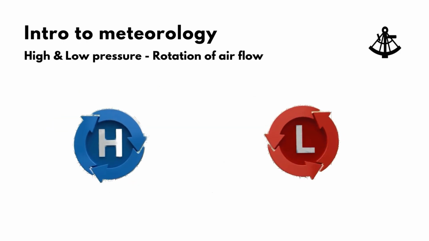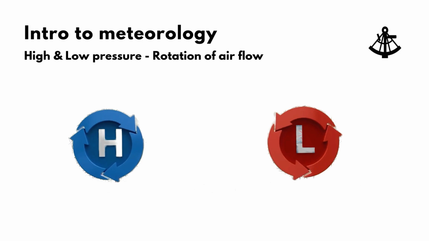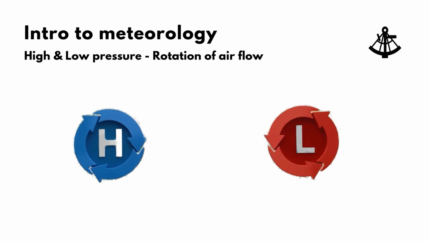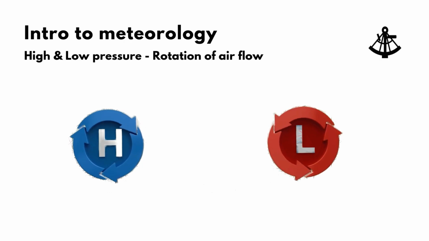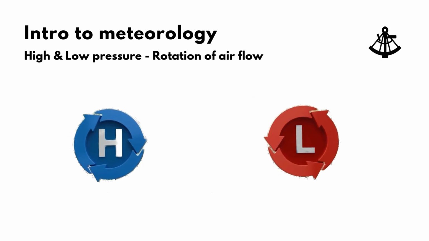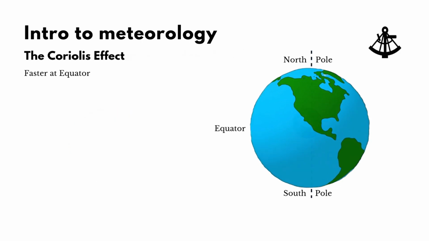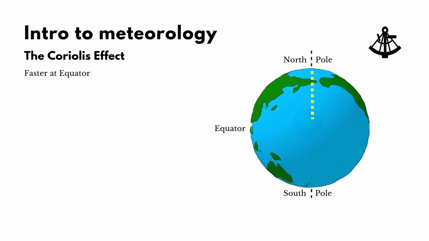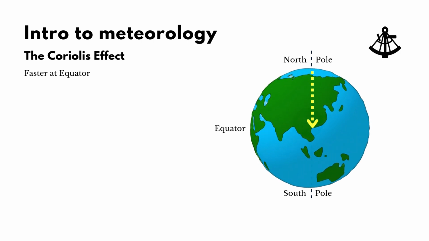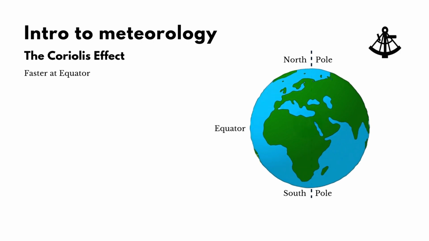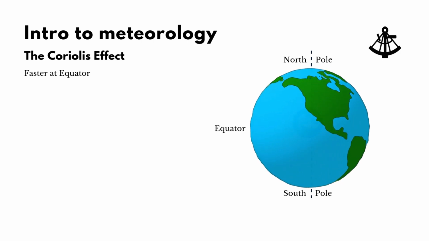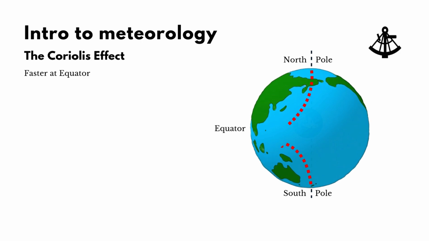The wind doesn't just move from a high pressure to a low pressure, it also rotates around a high pressure and a low pressure due to something called the Coriolis effect. Let me explain. Because of the Earth's rotation, winds don't go in a straight line. Different parts of the Earth rotate at different speeds. Earth rotates faster at the equator than at the poles.